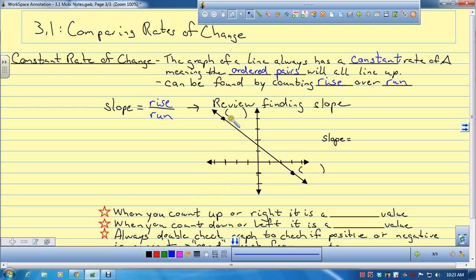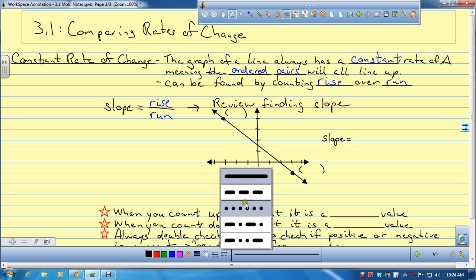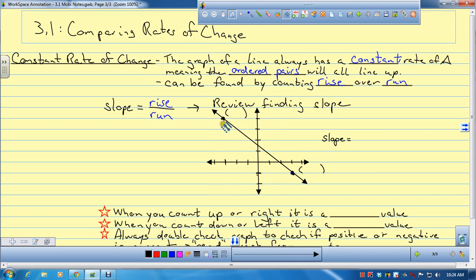So let's review, let's try to find the slope. Well, our slope is our rise over our run, right? And let's go ahead and count it, okay? Let's calculate the rise first, and let's look at this here. So go right there. If we calculate the rise, moving from this point to the bottom point, we have to go down, right?